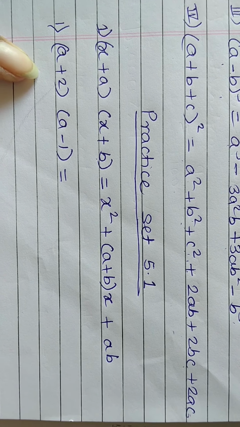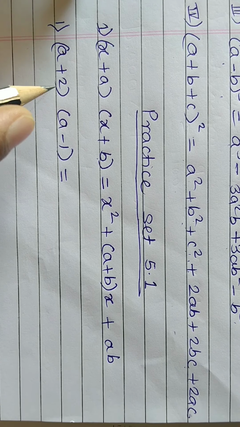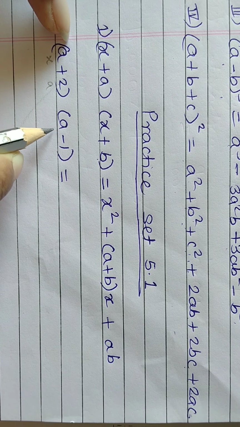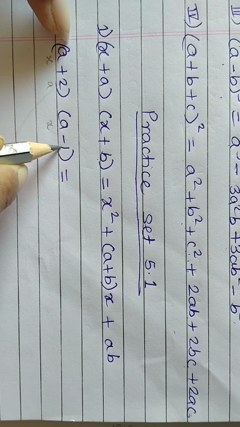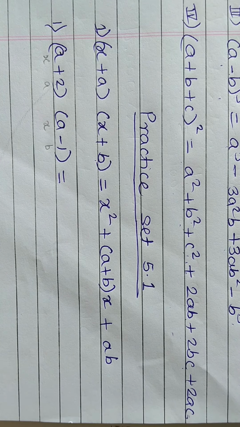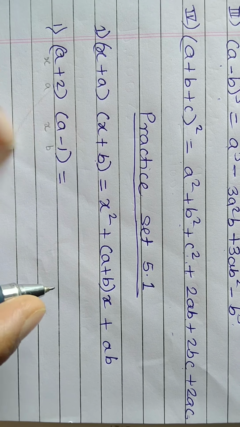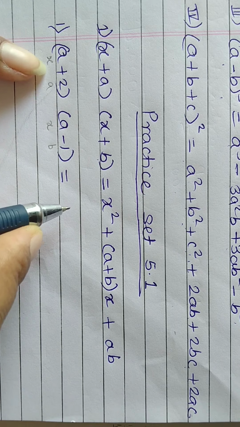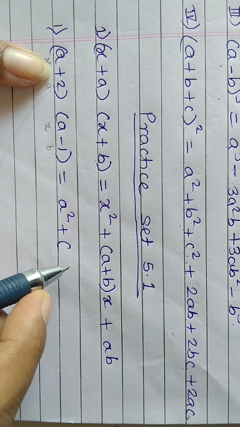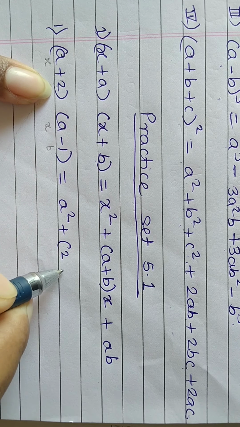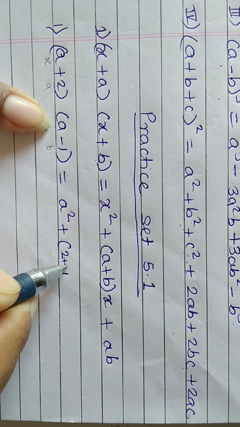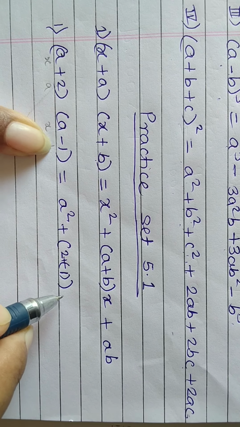Now see here, this is the first question from practice set 5.1. Here x is x, 2 is a, and −1 is b. Now just put the values in the formula. In place of x² you have to write x², plus (a + b), here 2 plus −1, close the bracket.